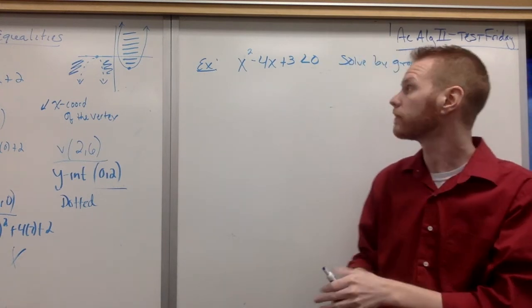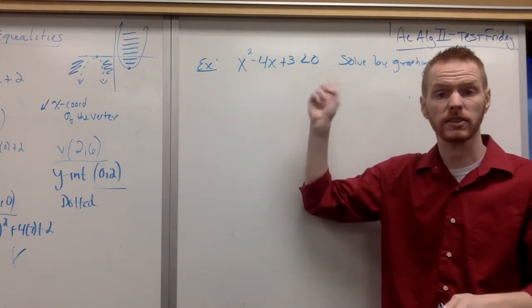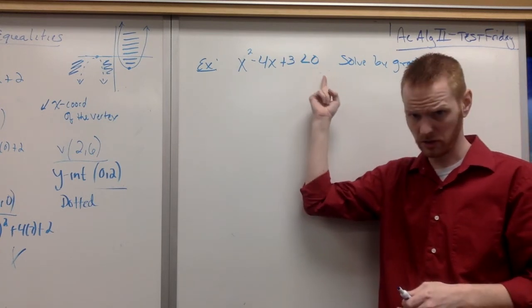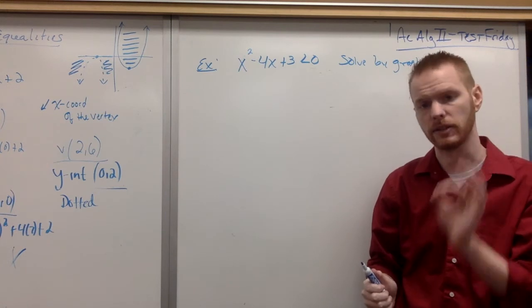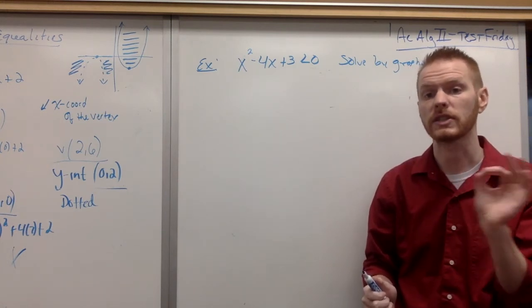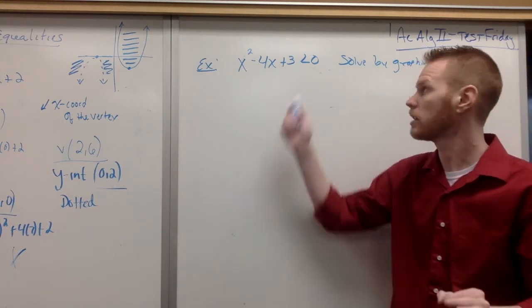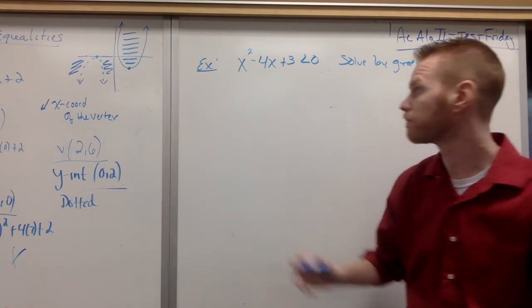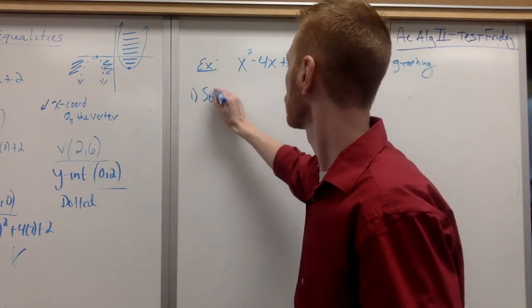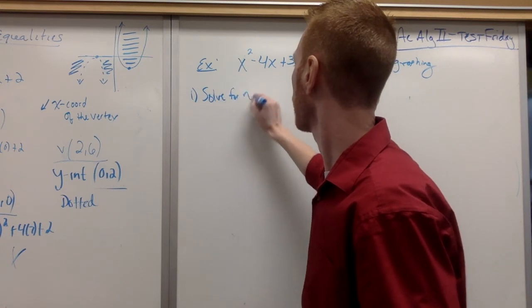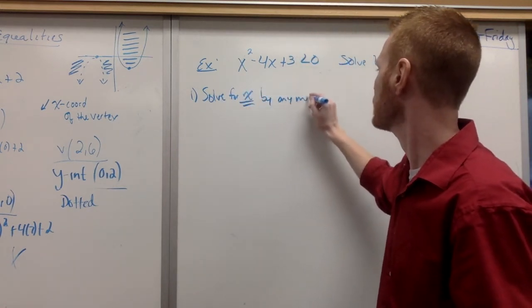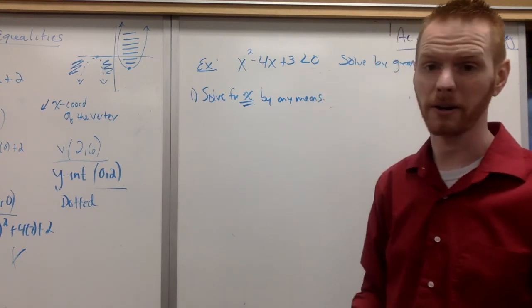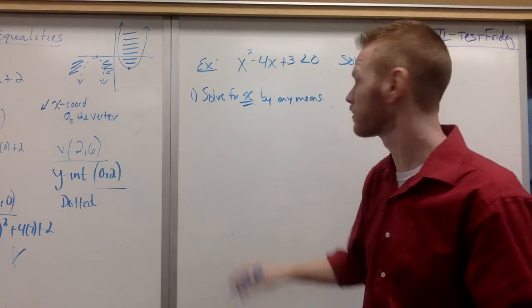Here's what I recommend. Figure out what x values make this a 0. Now, I know this is less than 0, but ignore that for right now. Find x values that make it 0. And then we're going to test points inside and outside that range to see what works. Okay? My first step, solve for x by any means. Here's the cool part. You have a lot of ways of solving for this.